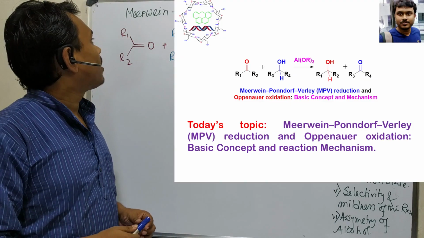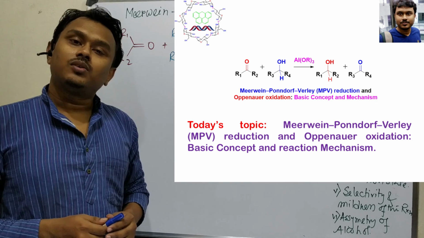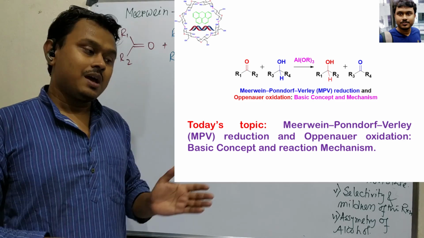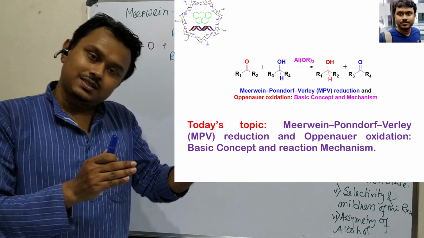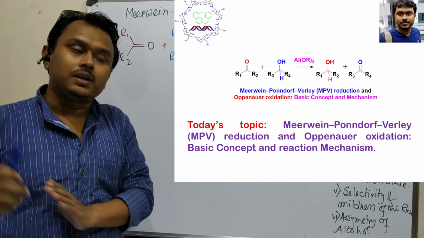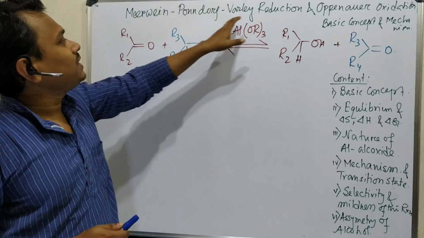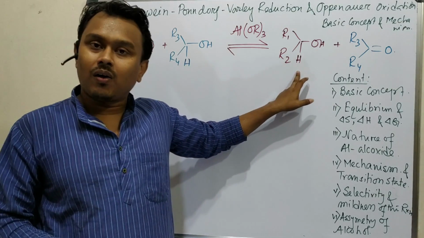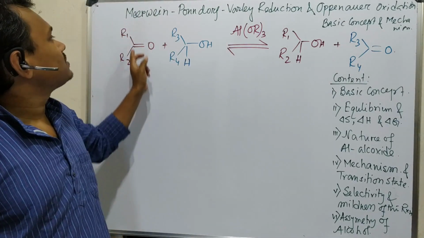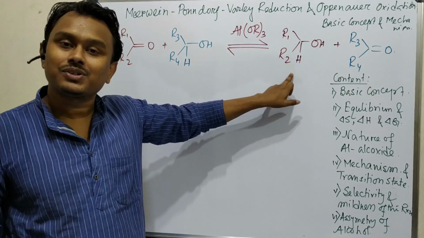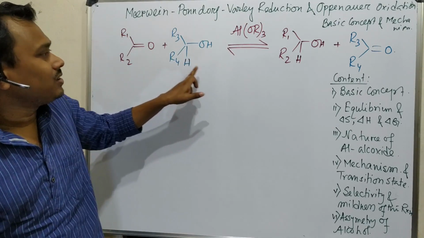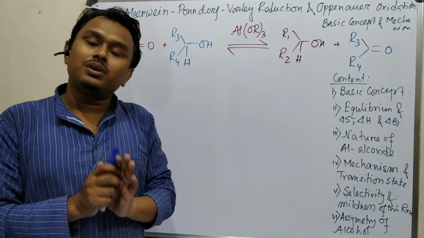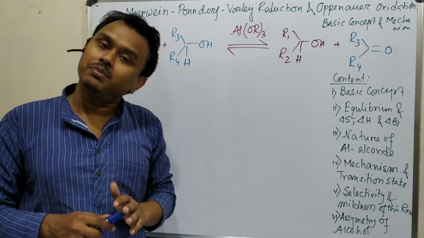So today we will discuss the Meerwein-Ponndorf-Verley reduction and Oppenauer oxidation. These two reactions are actually the same type of reaction. Depending on which part is your target, the other part could be named accordingly. For example, if you convert a ketone into the corresponding alcohol, a secondary alcohol, then that is the Meerwein-Ponndorf-Verley (MPV) reduction. And if you oxidize this alcohol into the corresponding ketone, then it is named the Oppenauer oxidation. So today we will discuss mainly the basic concept and reaction mechanism.